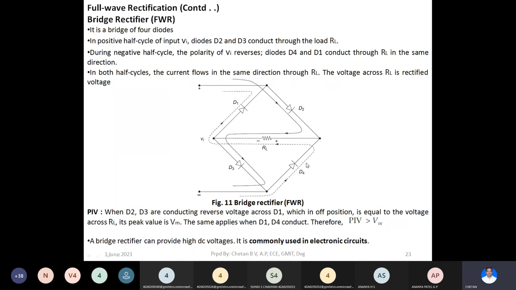Right. Similarly, during negative half cycle, D1 and D4 will be conducting. So in negative half cycle, if you try to find out the maximum reverse voltage across D2 or across D3, that will also be slightly greater than Vm. Therefore, the peak inverse voltage in case of bridge rectifier will be slightly greater than Vm. I hope the bridge rectifier operation is clear to all of you.